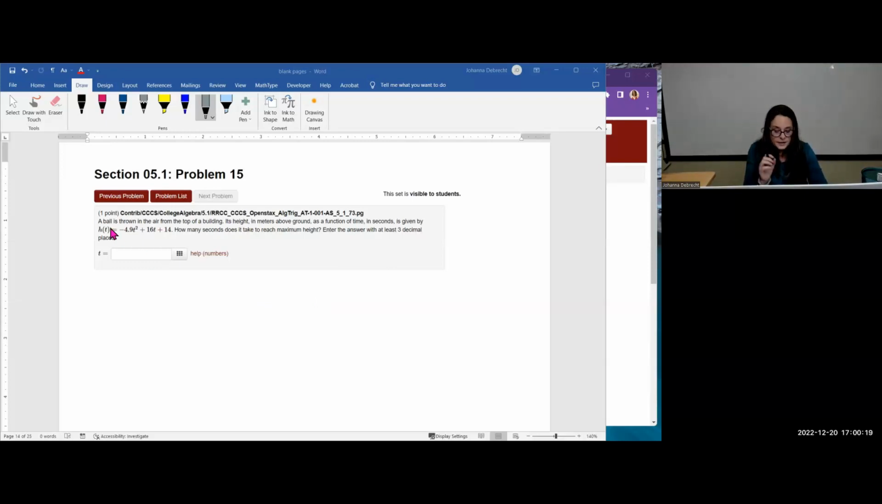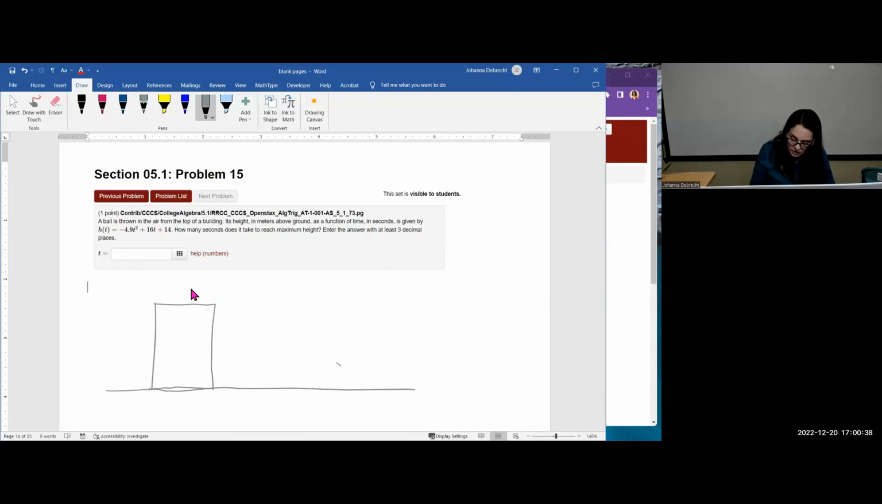A ball, got it, is thrown, got it, in the air. Where else would you throw it? From the top of a building. About every 2 to 3 words. Okay, so the first thing I need to do is draw the top of my building. Here's the ground, and I've got a tree over here. All right, so here's me, stick figure, sitting here, and I throw a ball.